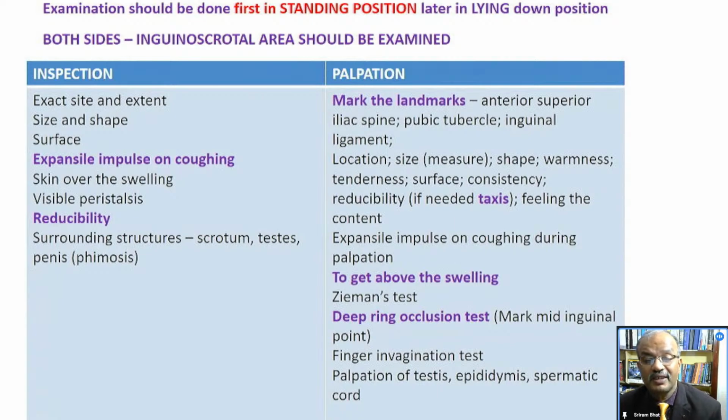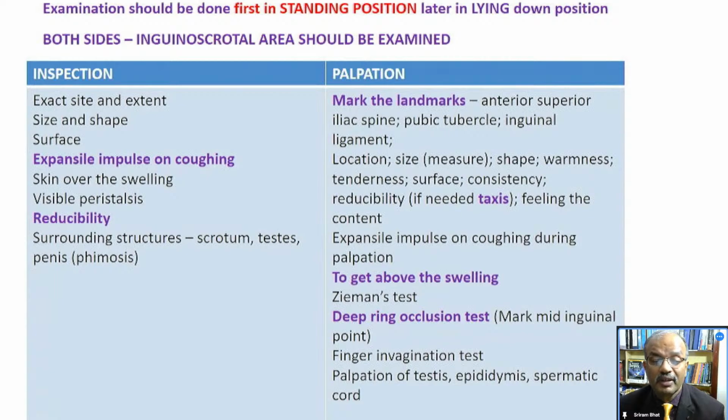Remember again, these tests are not useful when there is an irreducible hernia. The prerequisite for all these tests, Zeeman test, deep ring occlusion test, finger reduction test, is reducibility. You cannot do them on an irreducible swelling. In such a situation, you cannot tell whether it is indirect or direct hernia. You just say irreducible inguinal hernia. Commonly it is an indirect hernia, you can say by your knowledge, but clinically you have to say that because I have not done the deep ring occlusion test or Zeeman test, I can't clinically say whether it is indirect or direct.